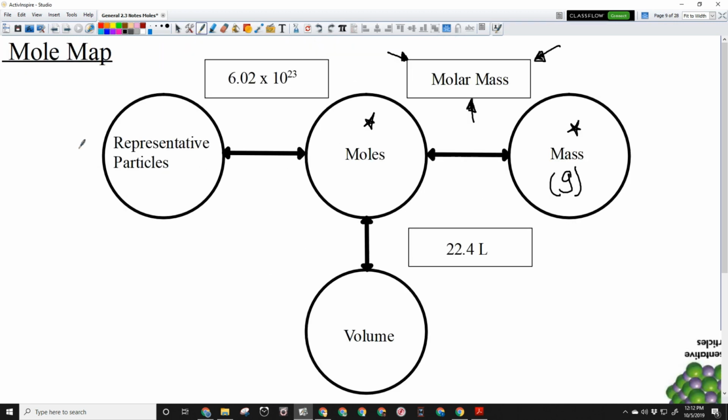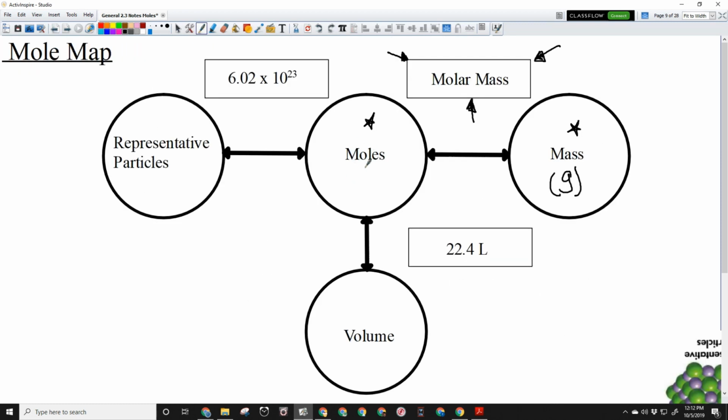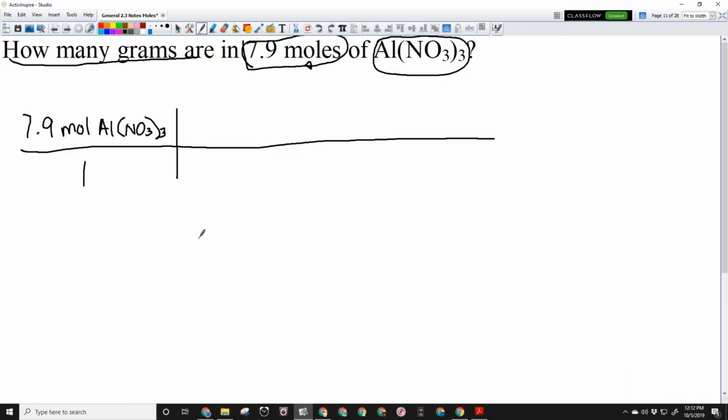So let's go back to our mole map. Moles is where we're starting, and grams is where we're ending. So we have one step. We can go straight from moles to grams. We're going to use to get there the molar mass. So I have to calculate the molar mass of aluminum nitrate.